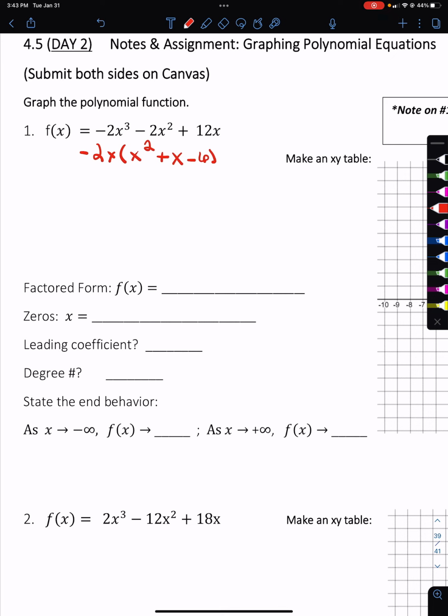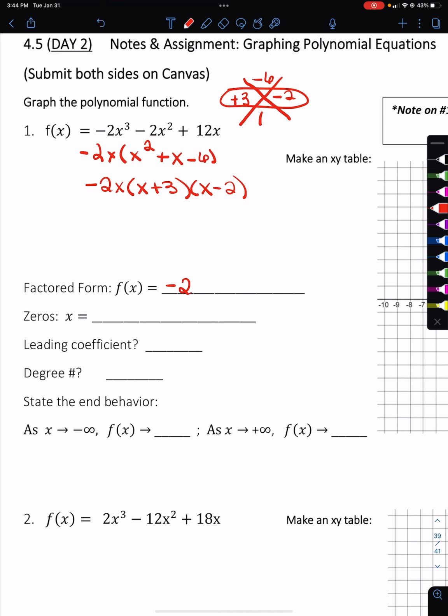Now I'm going to go ahead and factor that trinomial. Again, if the big X helps you, go ahead and use that. Negative 6 on top, positive 1 on bottom, and we will have positive 3 and negative 2. These two values are going to help me create my factors. So I will have negative 2x times x plus 3 and x minus 2. That's what they want us to write here in factored form.